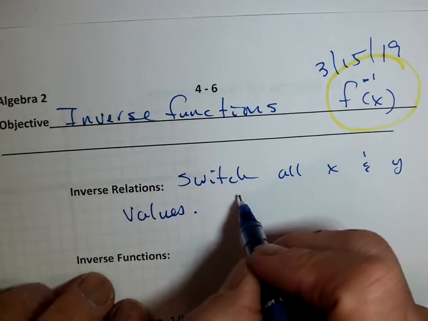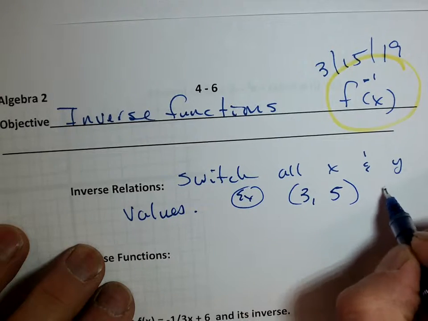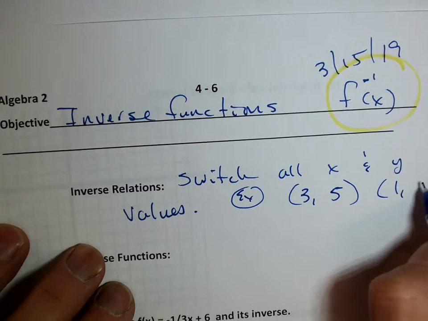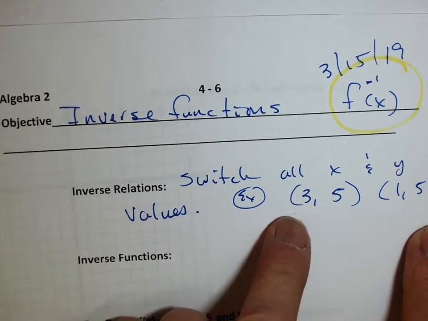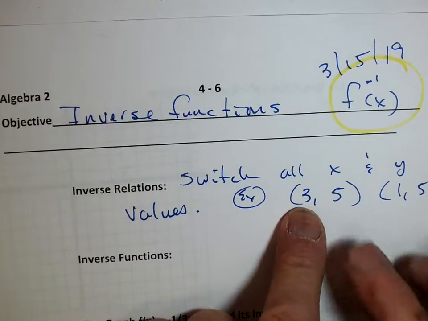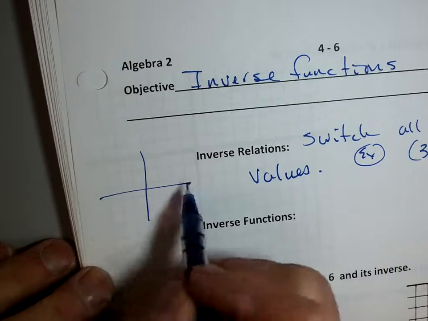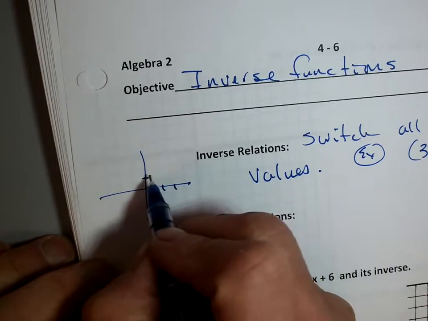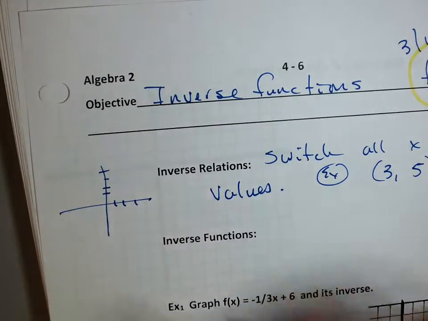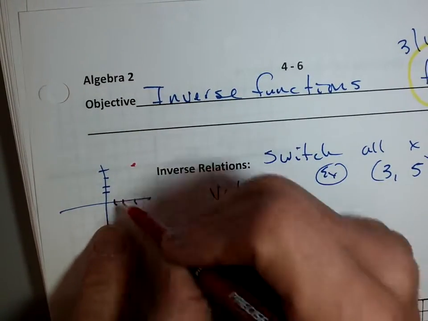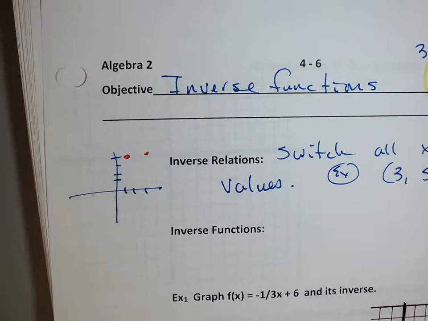As an easy example, I could have these points (3, 5) and (1, 5). Now that is a function. You can have 3 paired up to 5, 1 paired to 5. If you take a look at a little mini graph of what I just did, if you go 1, 2, 3, 1, 2, 3, 4, and I get a point at (3, 5), that's here, and (1, 5) here, that's a function. It passes the vertical line test, right?